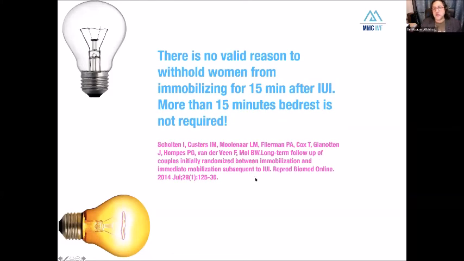And how much rest is needed? Well, scientific studies have been done and published recently that all that you need is 15 to 20 minutes of rest after IUI. After that, more than 15 minutes of rest is really not required, and the patient can be told to go home and take it easy and do a desk job, etc.